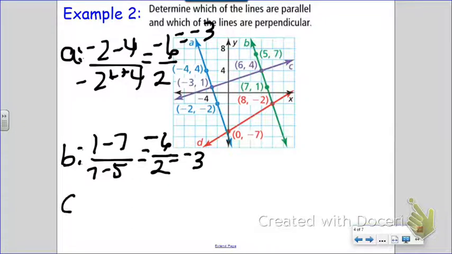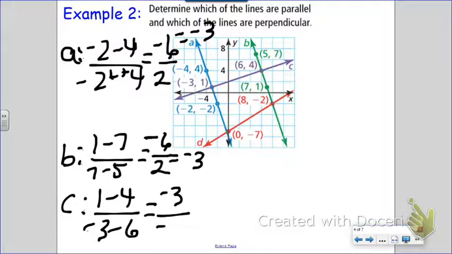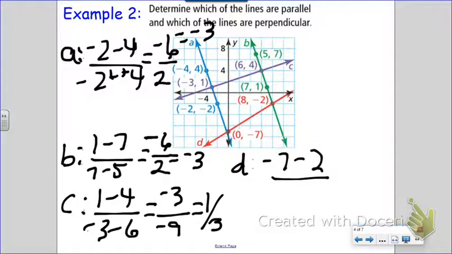Line C has a slope of 1 minus 4 divided by -3 minus 6, which equals -3/9, which equals 1/3. Line D: negative 7 minus 2 over 0 minus 8, which equals negative 9 over negative 8.